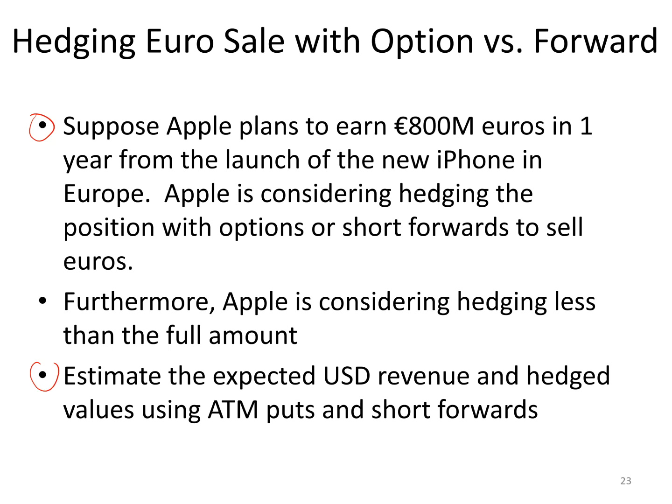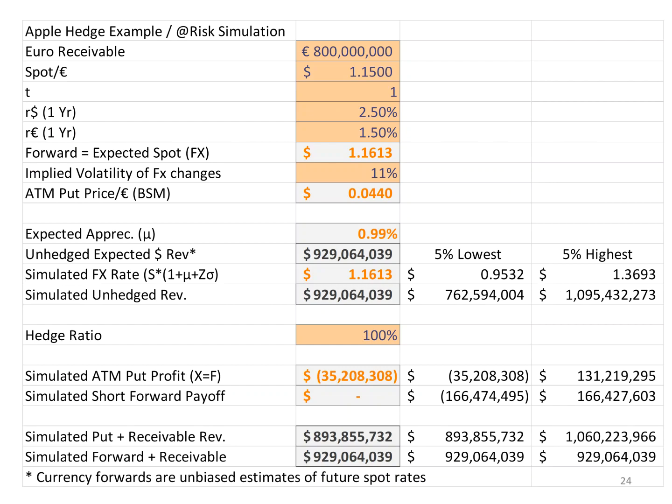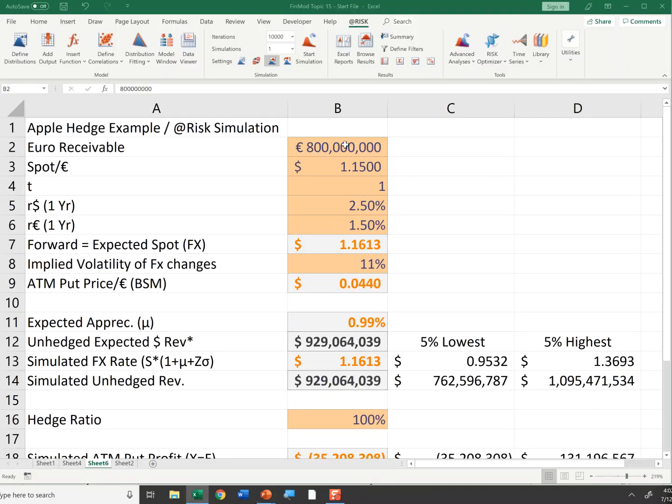And then lastly, the next model I'm going to show you, we're going to estimate the expected US dollar revenue and hedged values using at-the-money puts and short forwards. So here is the model. The expected amount of the received euros is 800 million. The current spot price of the euro is $1.15 per 1 euro. The maturity is 1 year. The US interest rate is 2.5% for 1 year maturity. And let's say the European risk-free rate, which I'd probably consider the German Bund rate, their treasuries, is 1.5%.